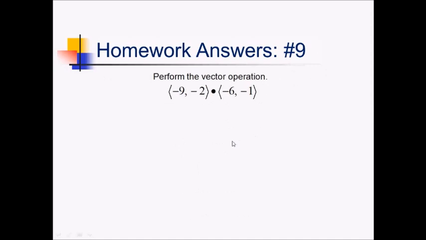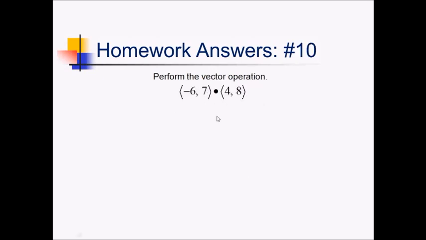To find the dot product of these two vectors, I need to multiply my x's, negative 9 times negative 6, plus my y's multiplied, so negative 2 times negative 1. And then let's just simplify this. So I've got 54 plus 2, which gives me 56.